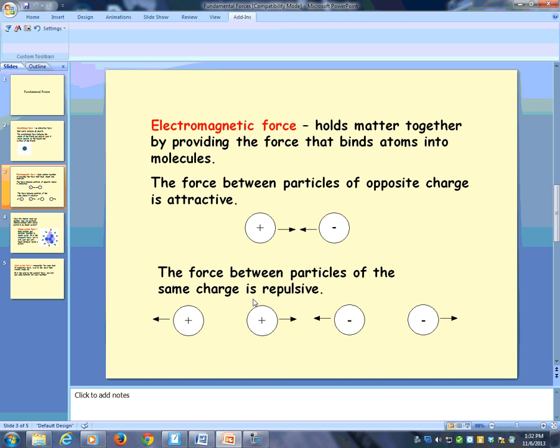Jake? 8. I think you're correct. I think it's 8. Which means, how many protons in the nucleus, Jake? 8. It means 8. Exactly.